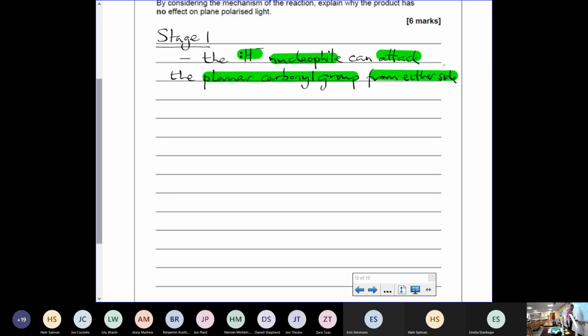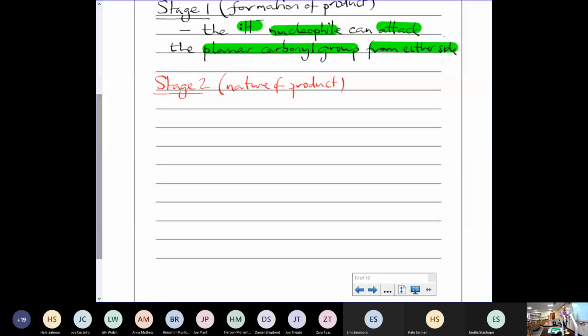Let's have a look at stage 2. On the mark scheme, by the way, stage 1 is about forming the product. Stage 2 is about the nature of the product. What is the product like? I think we need to show what the product actually is. So here we could actually draw it. So there we are. We've got butan-2-ol.